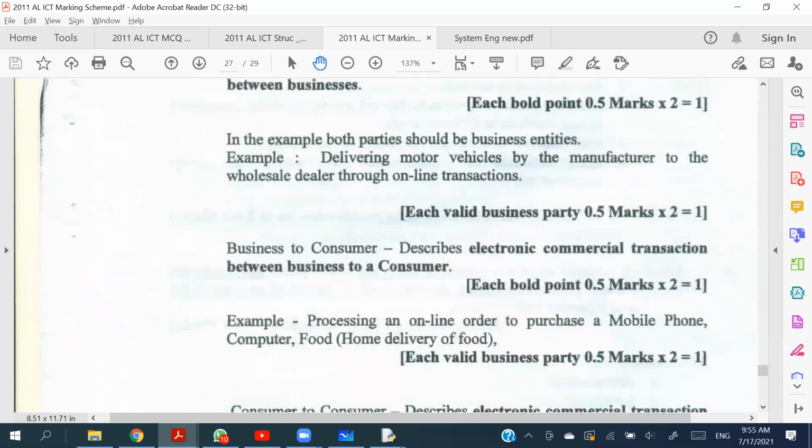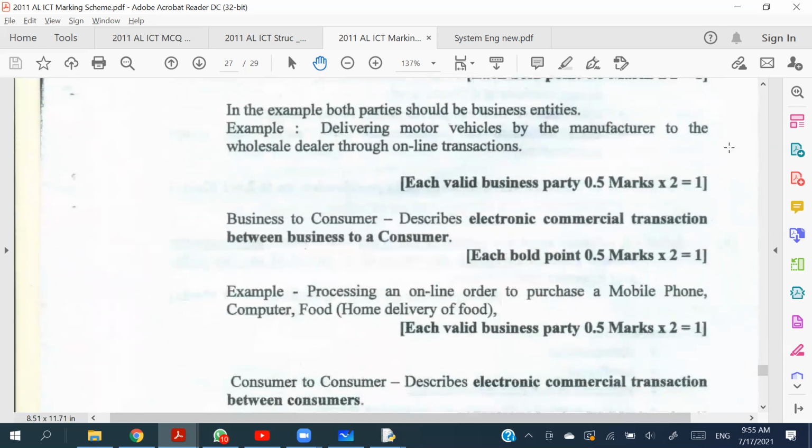Likewise, business to consumer describes electronic commercial transaction between a business and a consumer. That idea should be there: a business providing a service or a good online to a consumer. That is what you call business to consumer. Again, the appropriate example they have given: processing an online order to purchase a mobile phone, computer, food, or those kinds of things.